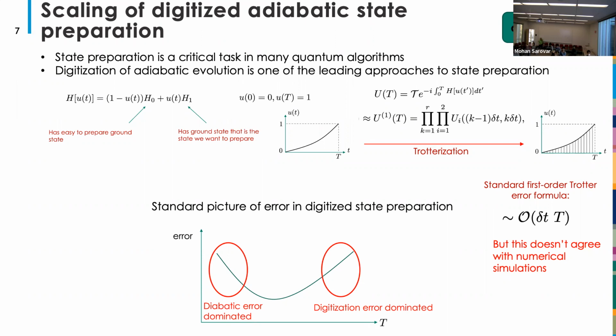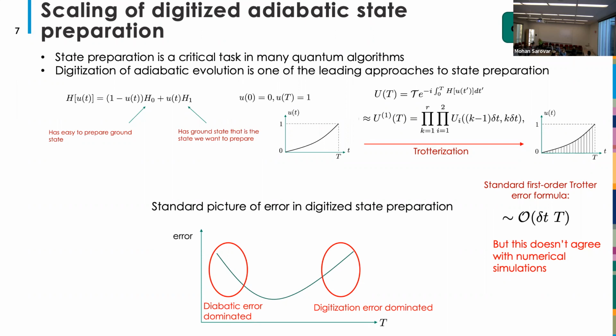On the other hand, if your T is very long, the standard first order Trotter error formula would tell you that your errors also blow up over a large T, because the Trotter error is basically delta T times T. So the smaller your time step the better, but the more Trotter steps you have to do, the larger T is, the more your error should grow. And that's essentially an application of the triangle inequality that gives you this.